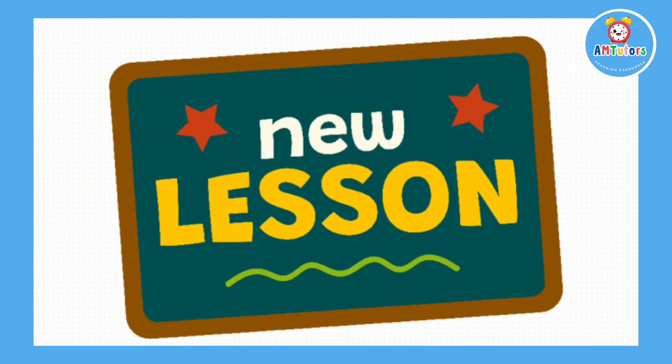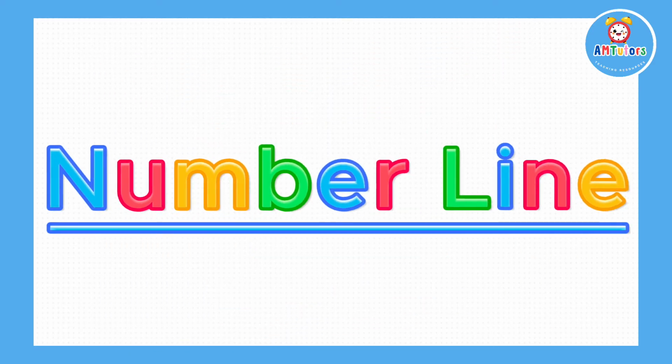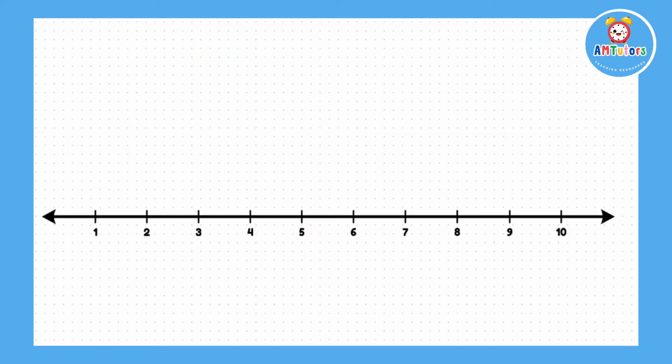Now it's time for the main part of the lesson. First of all, we need to understand what is a number line. A number line is a straight line with numbers on it which starts from 0. It's a helpful tool to help us count, add or subtract numbers.